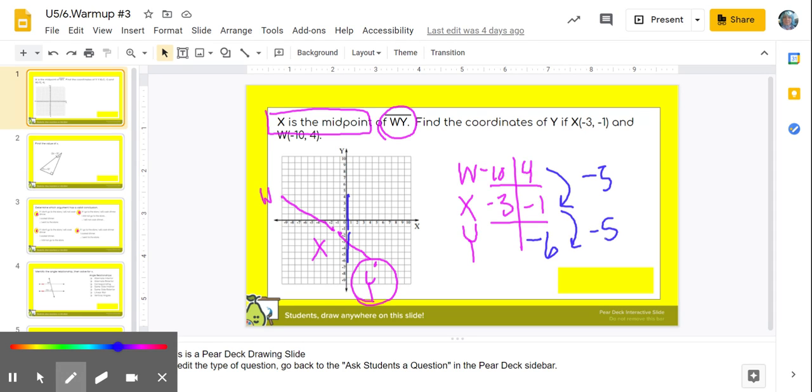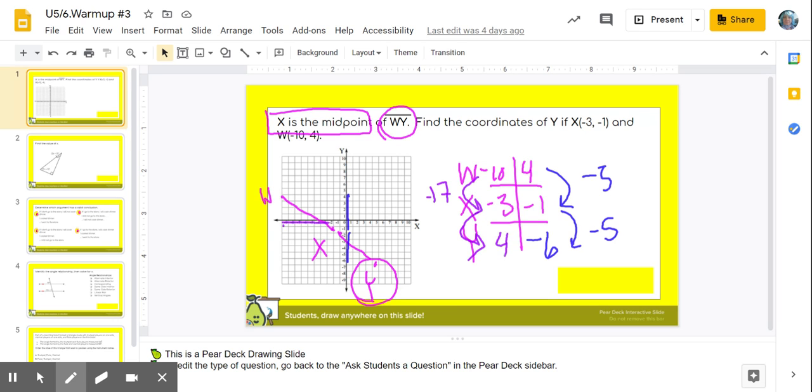And then I want to go, let's do purple. From -10 to -3 is +7. So I want to add 7 more, which gets me to 4. So this point here is going to be (4, -6). And that's going to be my answer. We got to put the table, and this was the key piece of information, that x is the midpoint. So x is in the middle of wy.